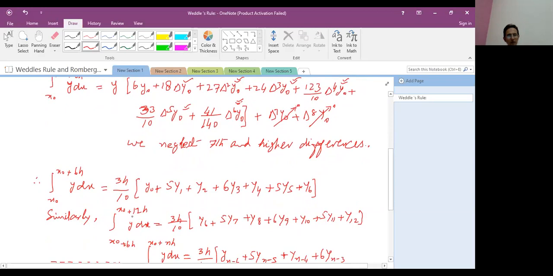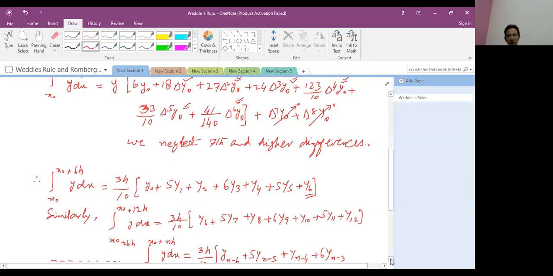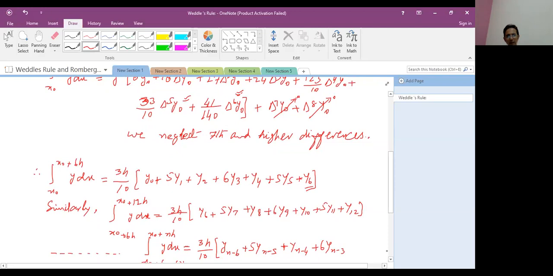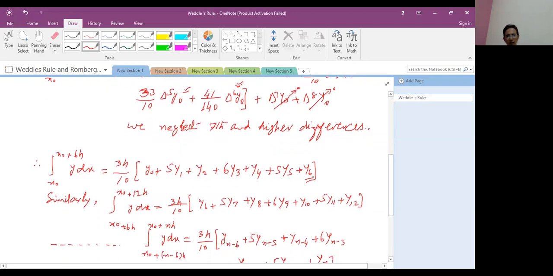Similarly, students, when we consider the interval x0 plus 6h to x0 plus 12h, with n equal to 6, the integral of y dx is equal to 3h over 10 times (y6 plus 5 y7 plus y8 plus 6 times y9 plus y10 plus 5 times y11 plus y12), and so on. It means it is a multiple of 6: 12, 18 and so on. These values are the multiples of 6, and then the last values.